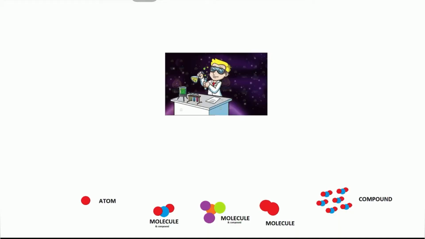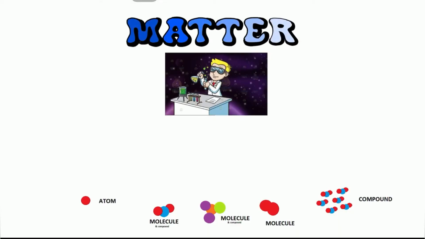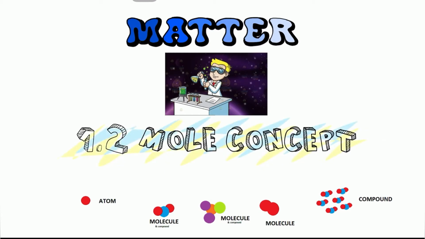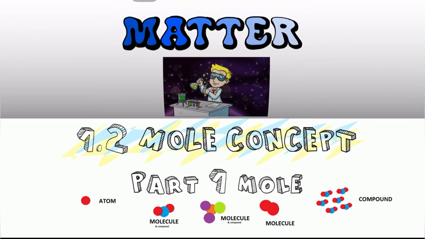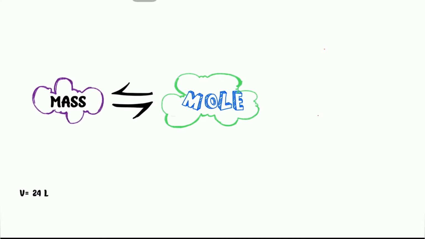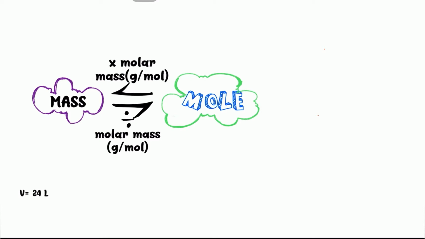Hi everyone, we are still in Chapter 1 Matter, Subtopic 1.2 Mole Concept Part 1: Mole. Mole is an SI unit used to measure the amount of any substance. To get mole from the mass given, mass divided by molar mass. And to get mass from the mole given, mole times the molar mass.